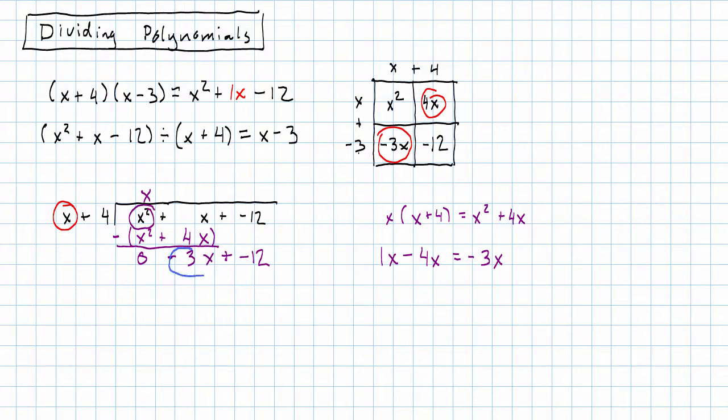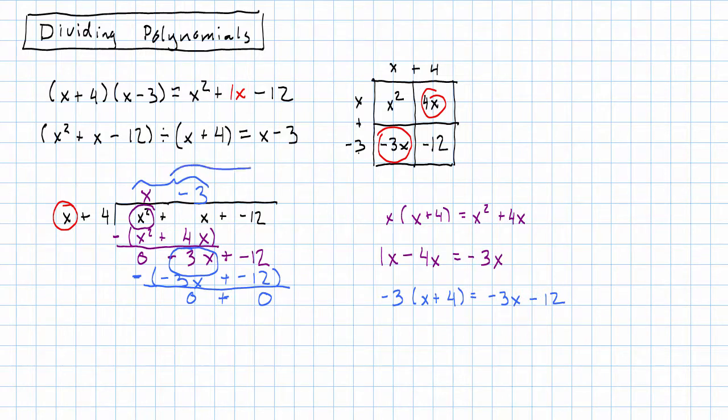And again, we're going to look at just the first term. X goes into negative 3x. Well, that'll be negative 3 times. We multiply. Negative 3 times x plus 4 is negative 3x minus 12. And now we subtract. Negative 3 minus negative 3 is 0. Negative 12 minus negative 12 is also 0. And the good news is, we really did get our x minus 3 back.